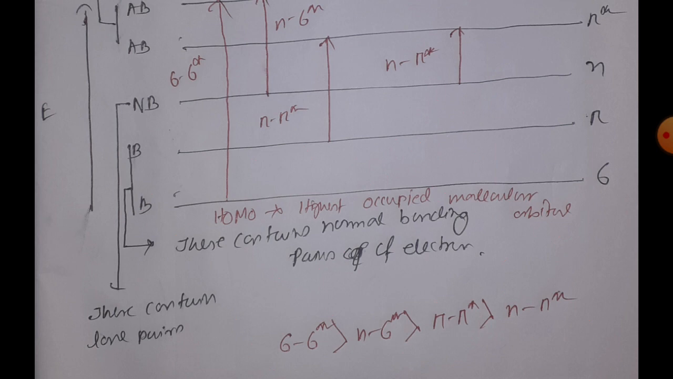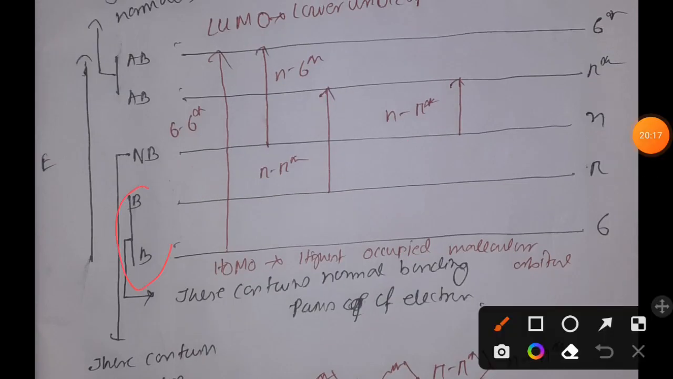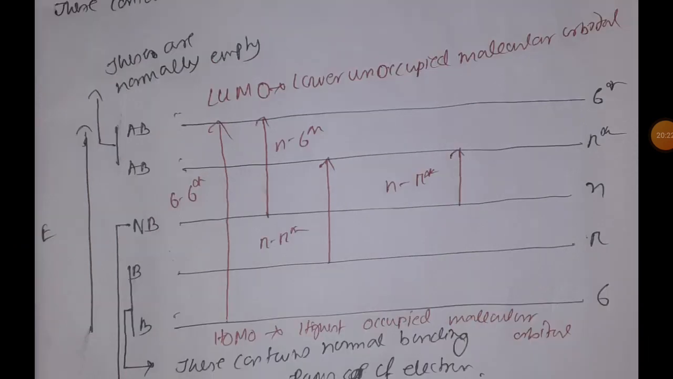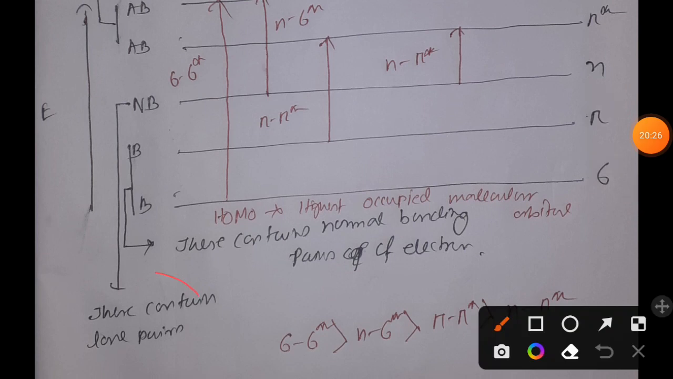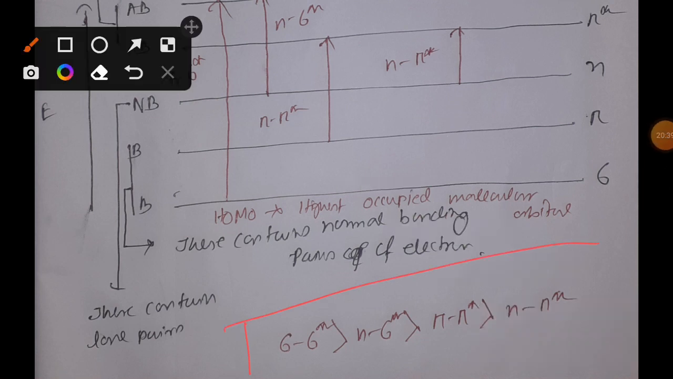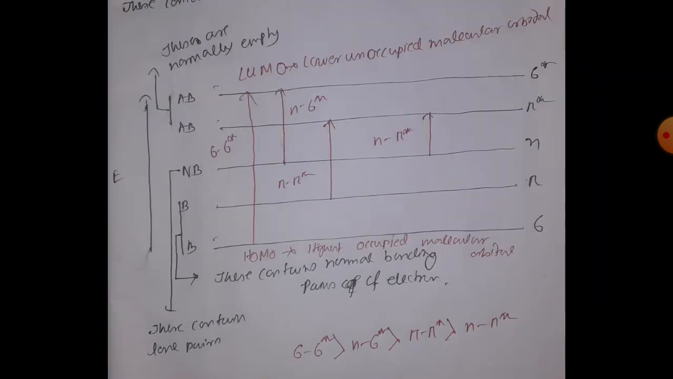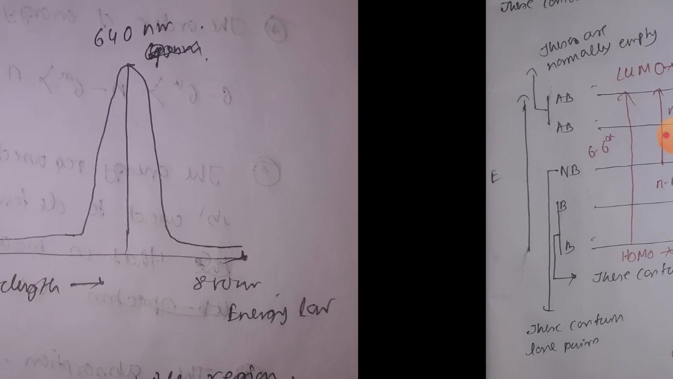Okay, and remember the first two are bonding orbitals, then non-bonding, then anti-bonding. Anti-bonding orbitals are normally empty, non-bonding orbitals have lone pairs, and bonding orbitals contain normal bonding pairs of electrons. The order of the transitions is important to remember: sigma to sigma star, n to sigma star, pi to pi star, n to pi star. So that is how the transitions are going on.